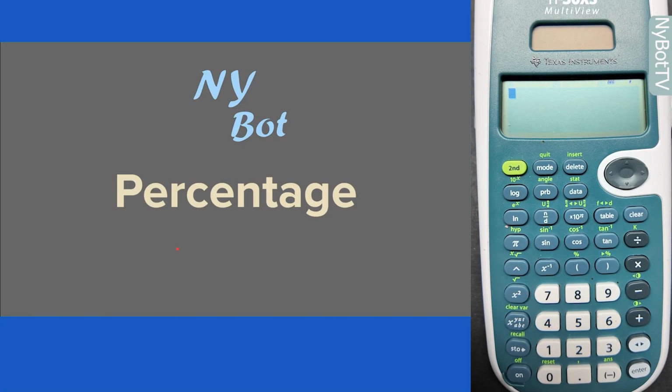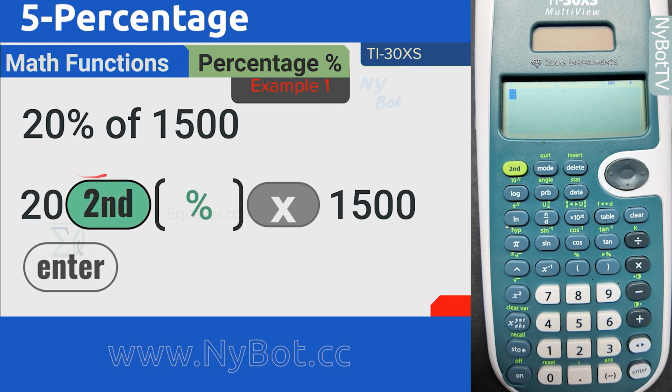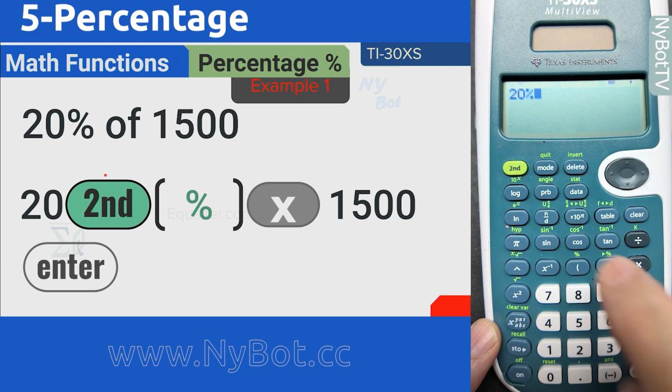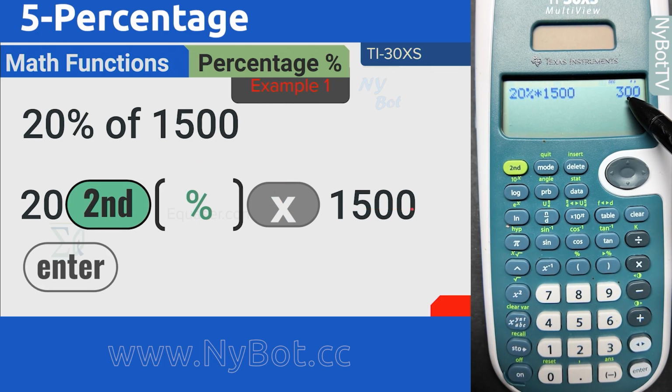Now we are going to learn how to do percentage calculation with this calculator. The first example is the most common one: 20% of 1,500. Here we type 20, and for the percent we press second function, 20% times 1,500, and that is 300. So 20% of 1,500 is 300.